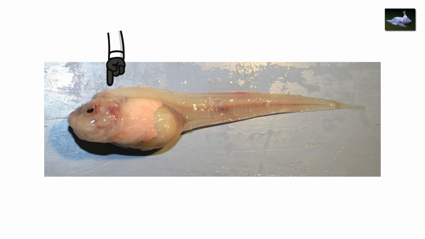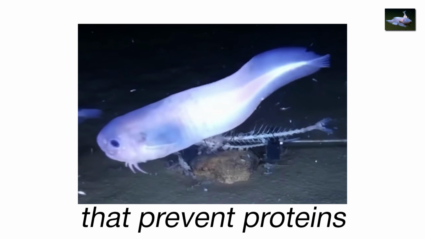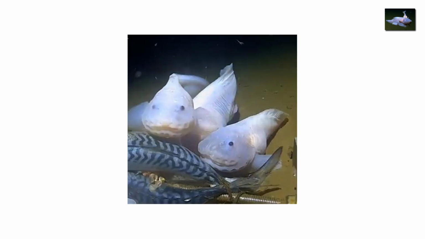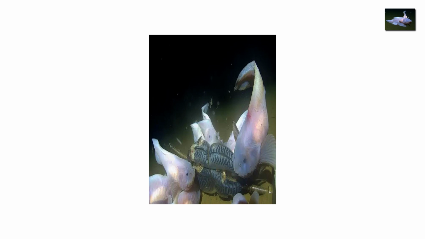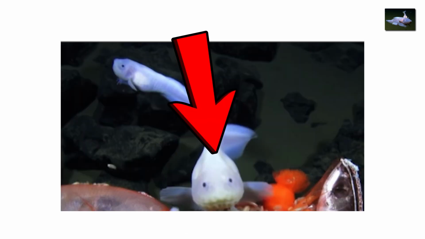Instead of scales, it's wrapped in a thin membrane that flexes rather than breaks. Its secret weapon? Chemistry. The snailfish's cells produce special molecules that prevent proteins from collapsing under pressure. Nature's anti-crush technology. It feeds on tiny crustaceans and worms drifting along the seafloor, using suction to gulp them down. Its soft, baby-like face hides a world-class survivor. No light. No heat, no hope, and still, the snailfish lives. It's the ultimate reminder that even in the harshest corners of the earth, life refuses to quit.